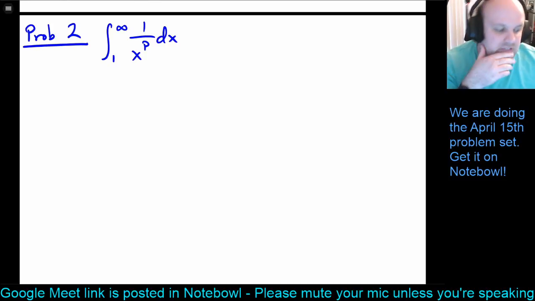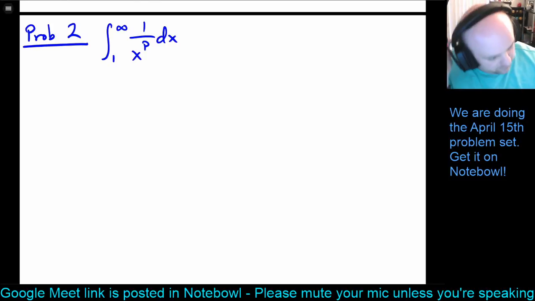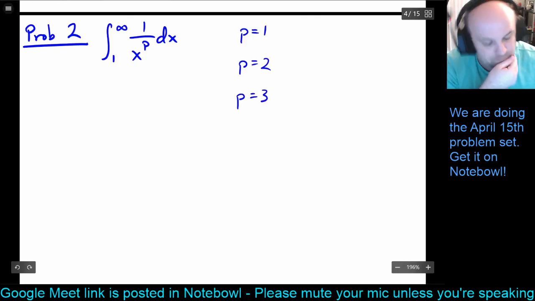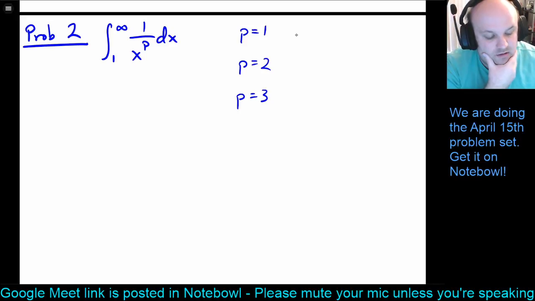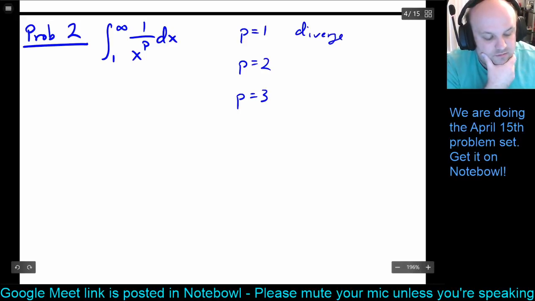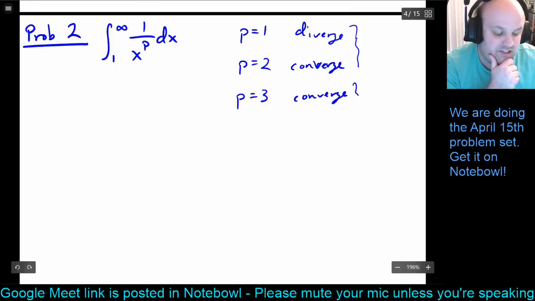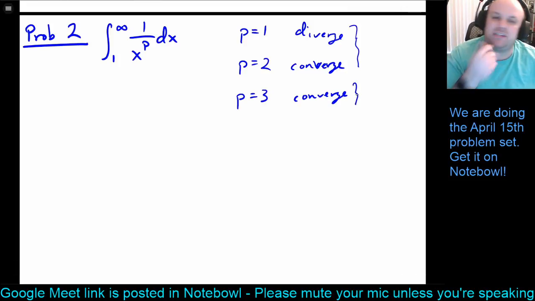So let's go down a couple of the ones we've done so far. We've computed this integral when p is 1, when p is 2, when p is 3. And here it diverged, it converged, and it also converged here. We did these two in the lecture videos, and we just did this one at the start. Well, we did from 3 to infinity, but changing the 1 to a 3 doesn't change it.